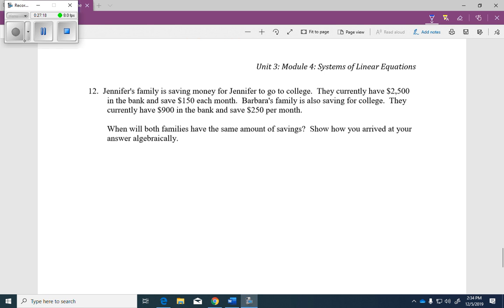All right, last question. Jennifer's family is saving money for Jennifer to go to college. They currently have $2,500 in the bank, so that sounds like a starting amount. And they save $150 each month. Yep, this is definitely a rate of change question. This each month is the rate of change, and this is their initial fee, which is their B. So that was Jennifer's family.